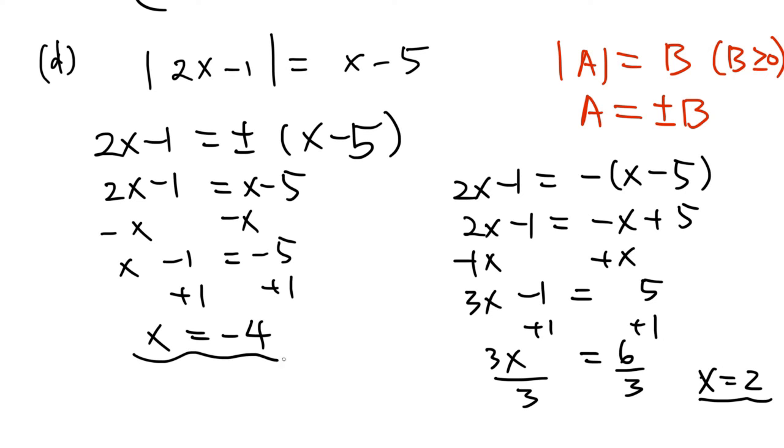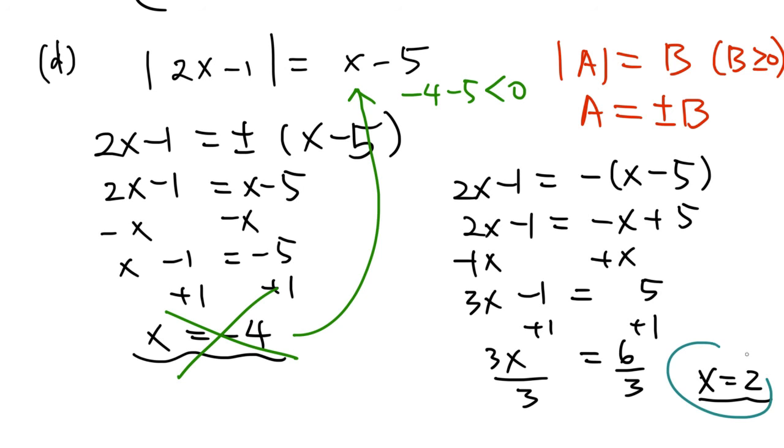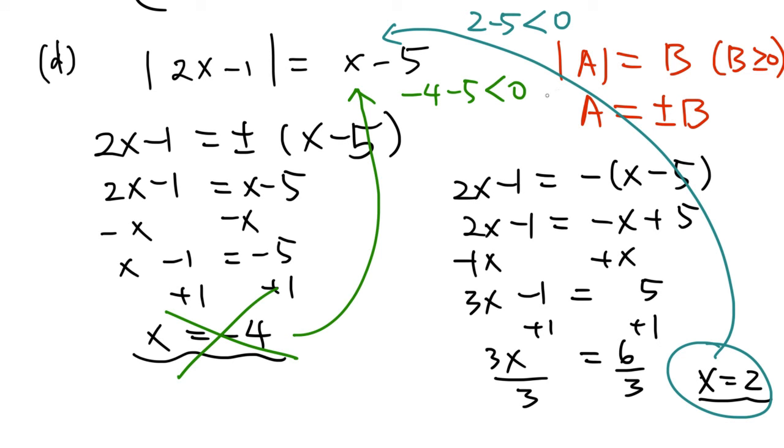Now we have to check these solutions. As I said, we don't know whether this number is positive or negative. So let's plug in negative 4. If you plug in negative 4, what do we have? We have negative 4 minus 5. This is a problem. This is a negative number. So this can't be a solution. Now if we plug in 2, what do we have? We have 2 minus 5. This is also a negative number. So neither can be a solution. So the answer is no solution.